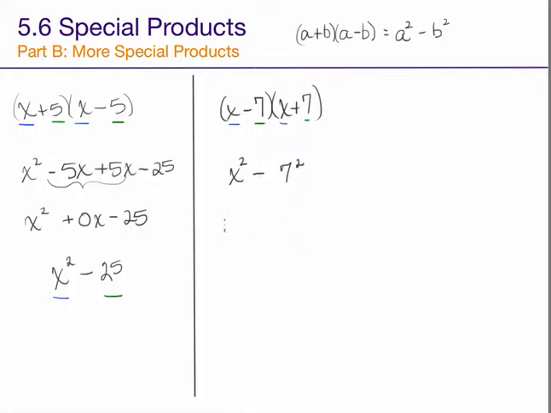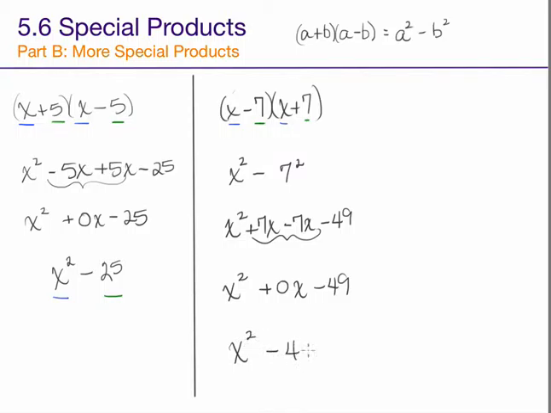X times x is x squared, and x times 7 is 7x. Negative 7 times x is negative 7x. And negative 7 times positive 7 is negative 49. Combining like terms, I get 0x for my middle term. I never finished this one out, but notice that either rewriting this or rewriting this without the middle term, I get x squared minus 49.